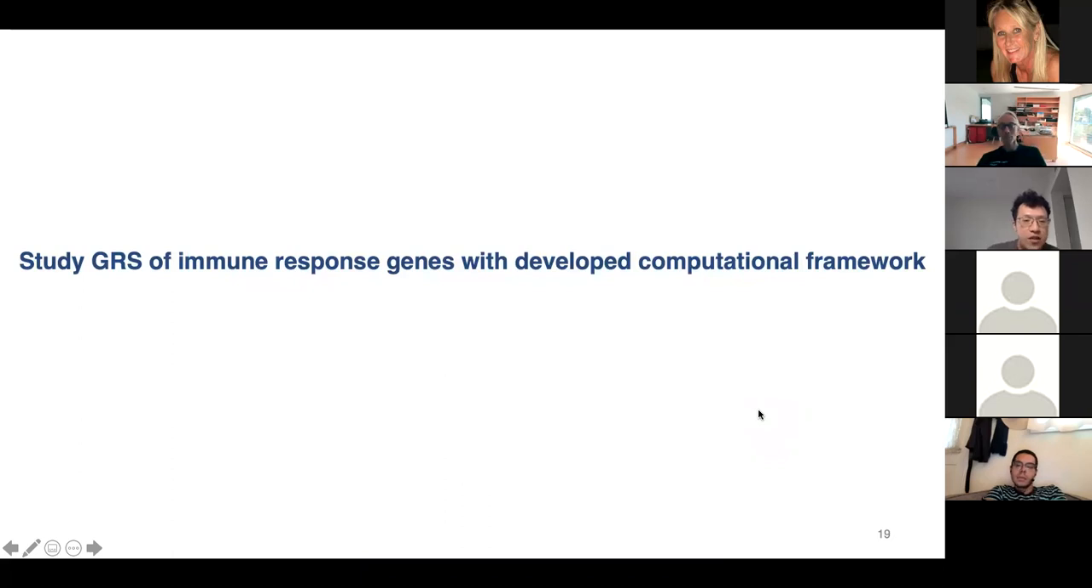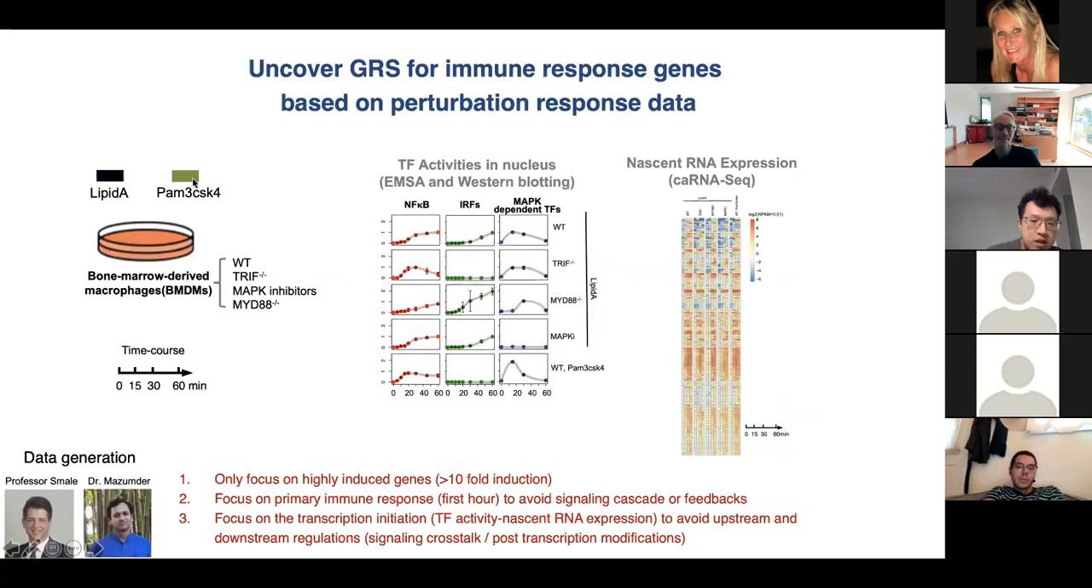Okay, so after we got this computational framework, the next question is, how can we use it to fully understand the gene regulatory strategies for experimental data rather than simulated data? For these data sets, I've talked about them before, but there are a couple of points that I want to emphasize still. We only focus on the highly induced genes, which show tenfold induction, so that we have a strong phenotype. I think this is a very, very important idea.